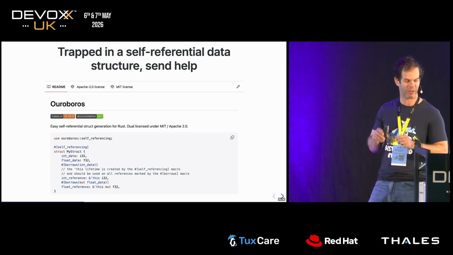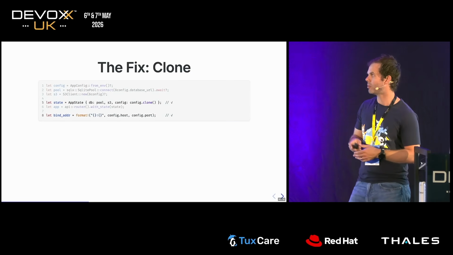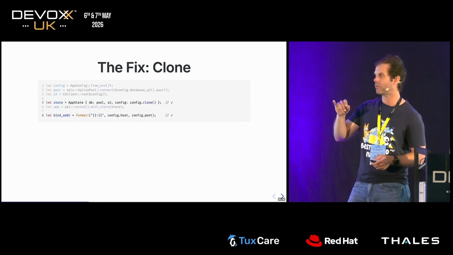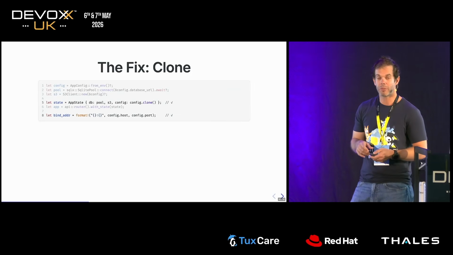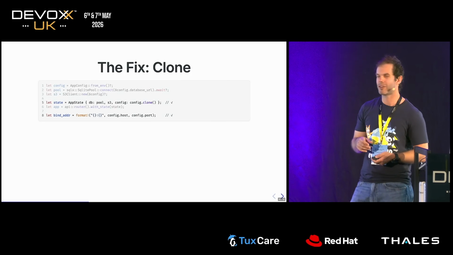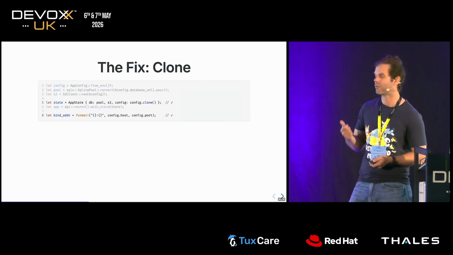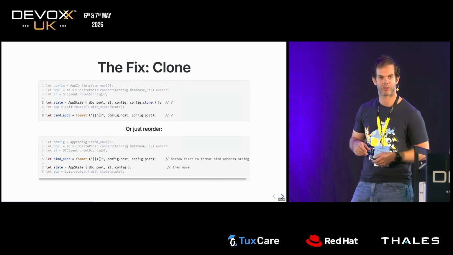It's kind of pushing at the limits of how the borrow checker works. And if we zoom back out from that to the problem we had, the compiler told us what we should do. We can clone config so that state can take ownership of it. Then we can use the original value still in line 8 to do the bind address. We can also think a bit harder and be like, well, format is probably just borrowing the arguments you give it. Format doesn't need to take ownership of config host and config port. So if we just reorder the function, this works as well.